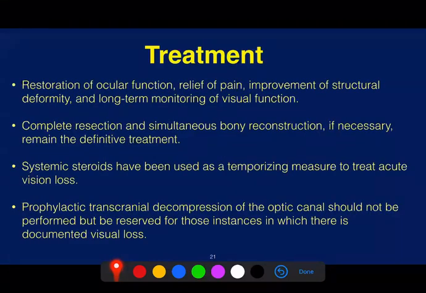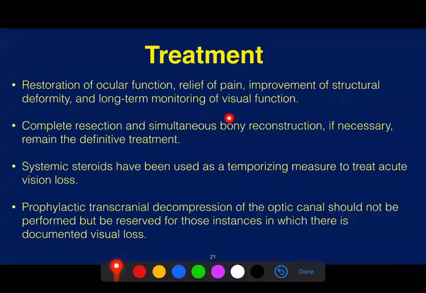Okay, so treatment depends on what you have. If there is pain or any structural deformity, then you need to restore it. This is difficult, easier said than done, but a complete resection with simultaneous bone reconstruction is the definitive treatment, and this is usually done by neurosurgeons and maxillofacial as well as oculoplastics.